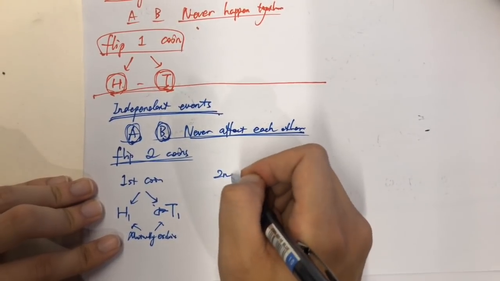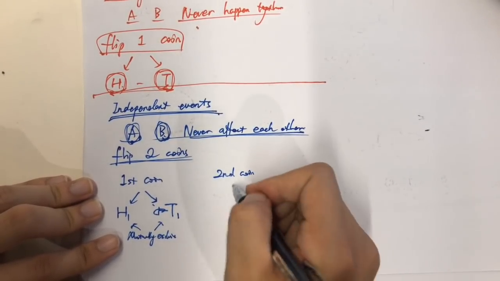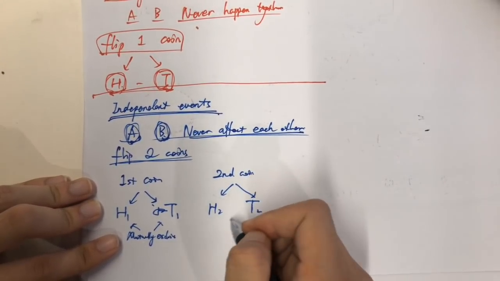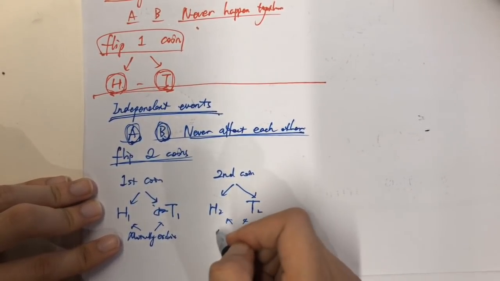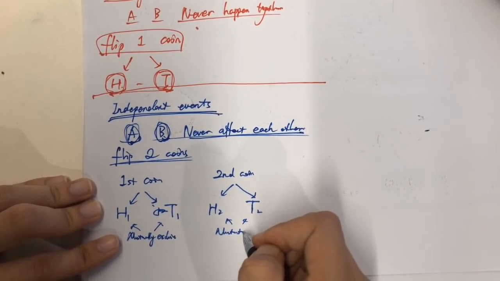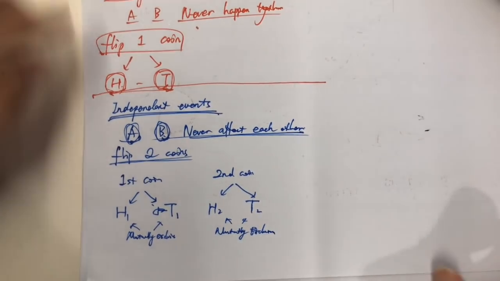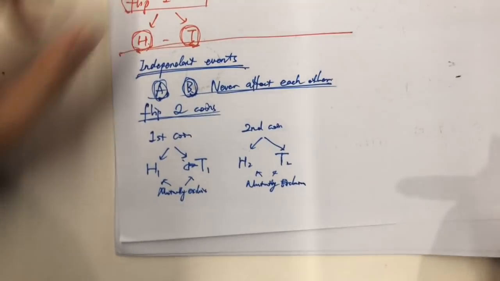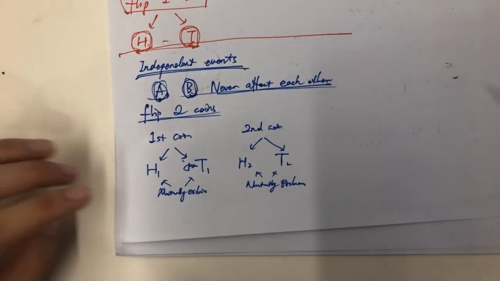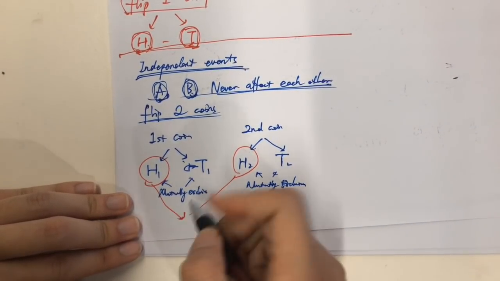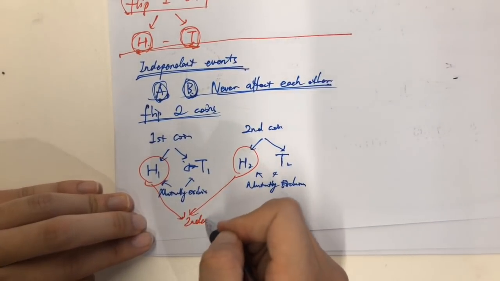And when we talk about the second coin, we can have head two and tail two. Those two events are still mutually exclusive, right? However, when we are thinking about H1 and H2, they are what? Independent, right?